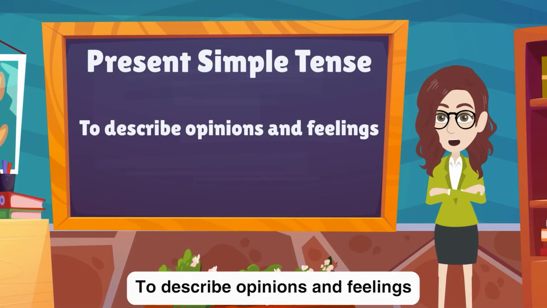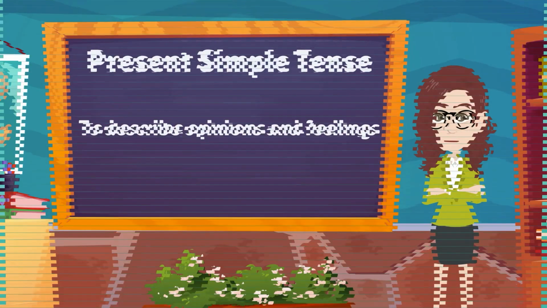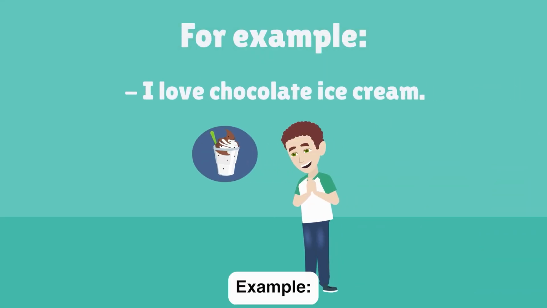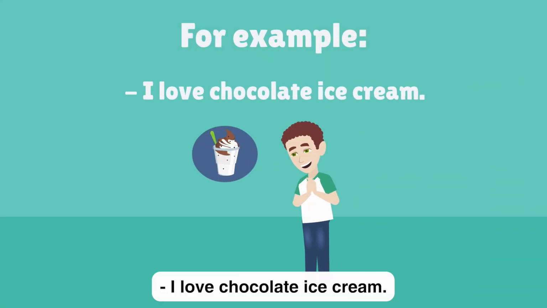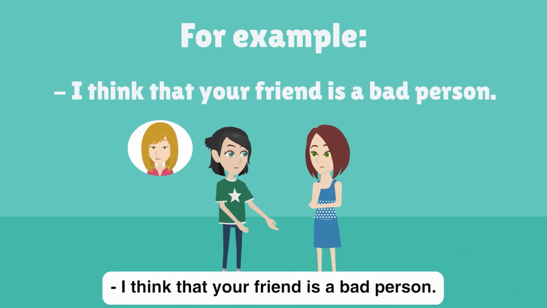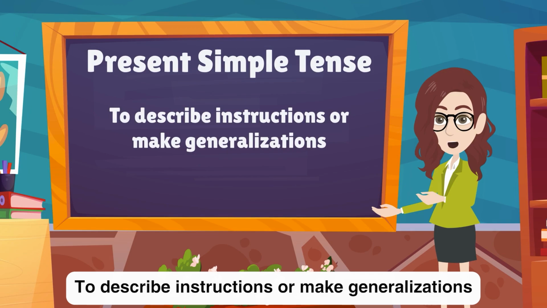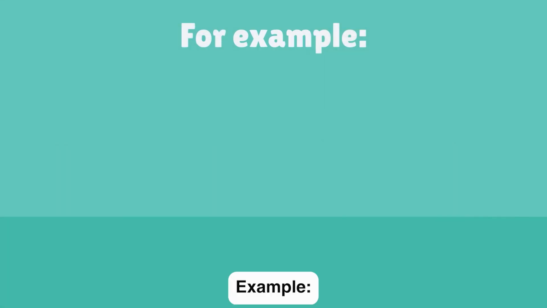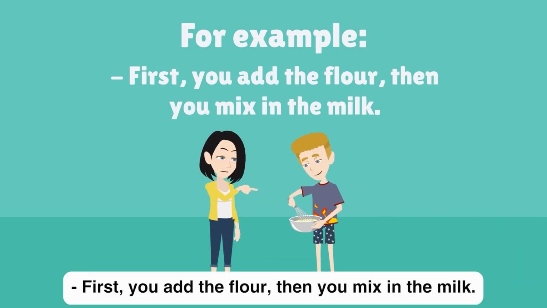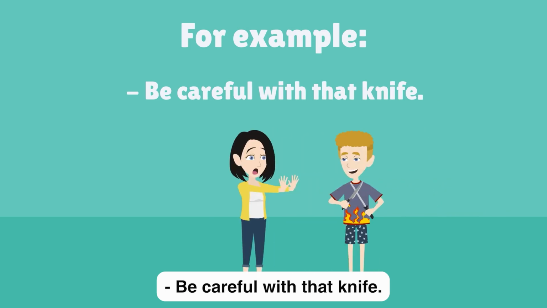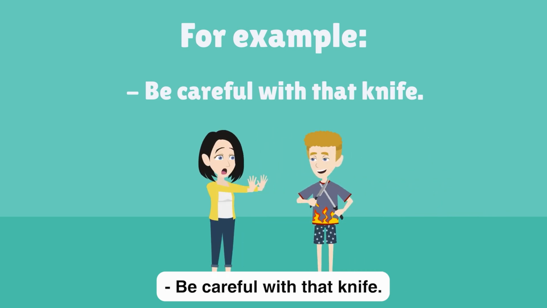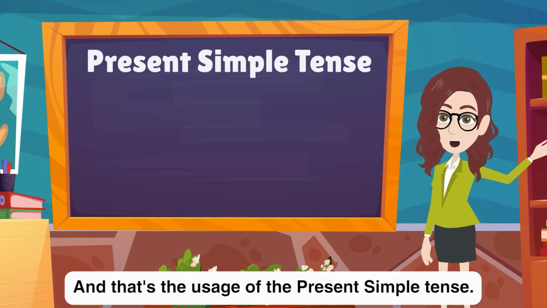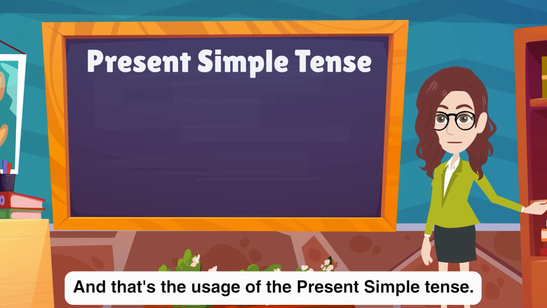To describe opinions and feelings. Example: I love chocolate ice cream. I think that your friend is a bad person. To describe instructions or make generalizations. Example: first, you add the flour, then you mix in the milk. Be careful with that knife. And that's the usage of the present simple tense.